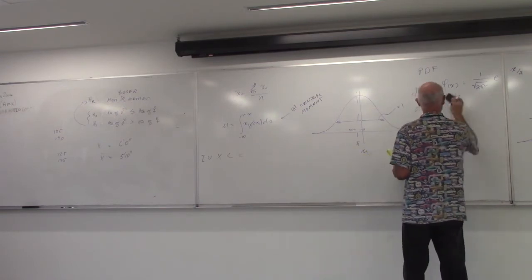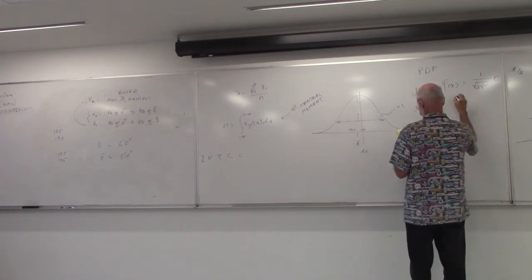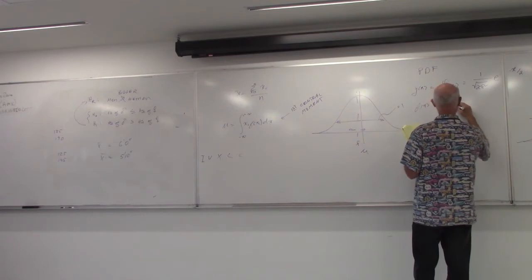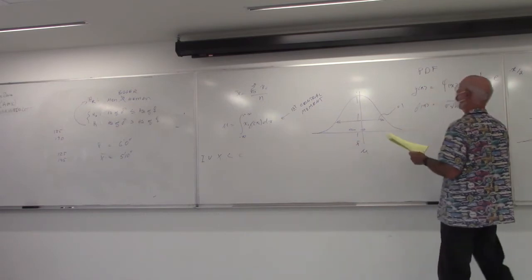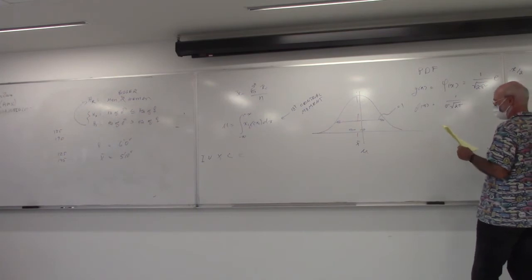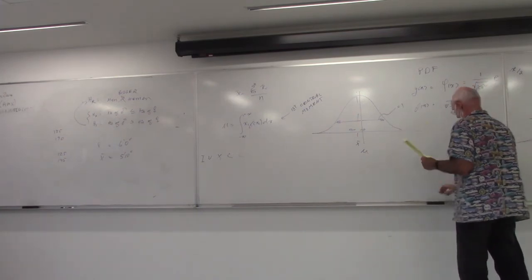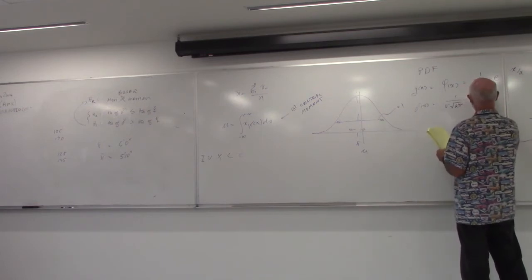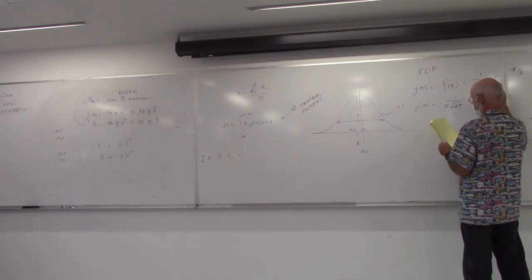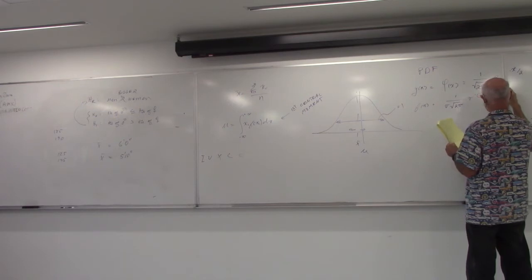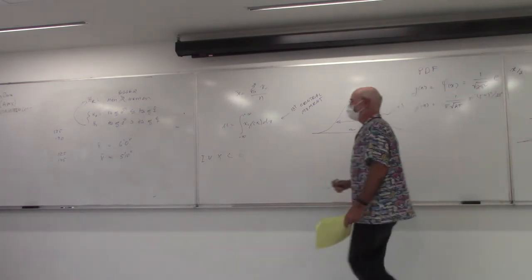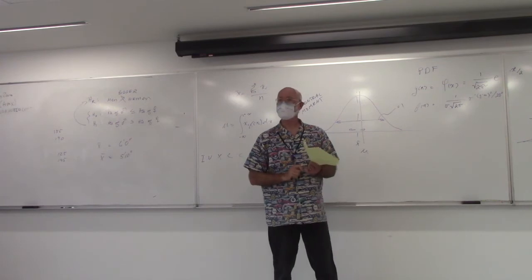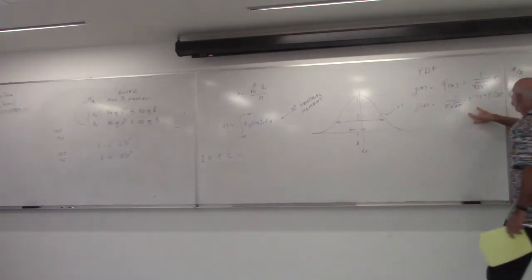Now I'm going to use f of x is equal to 1 over sigma times the square root of 2 pi, times e raised to the minus y minus mu quantity squared divided by 2 sigma squared. You see a similarity between those two equations? Oh, holy smokes, you do.